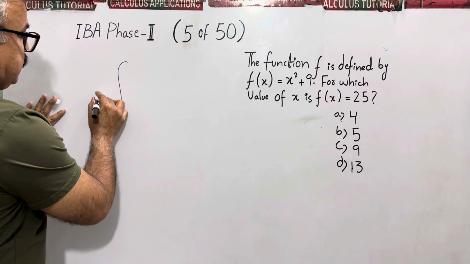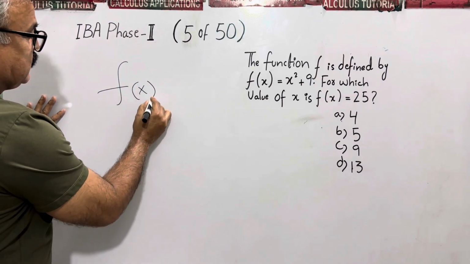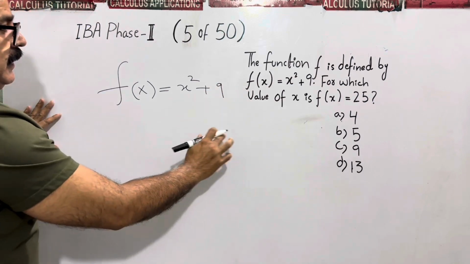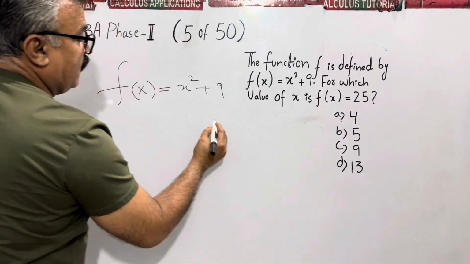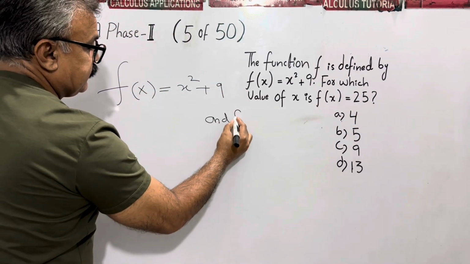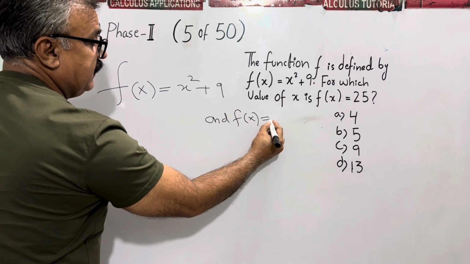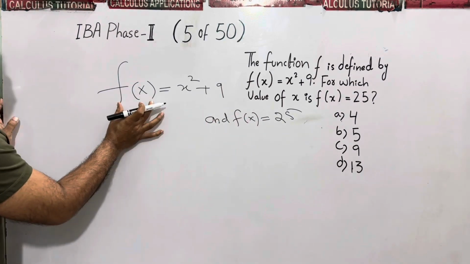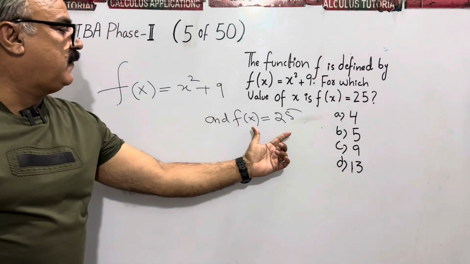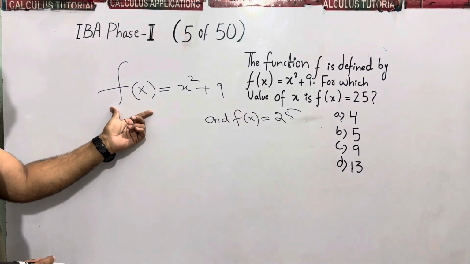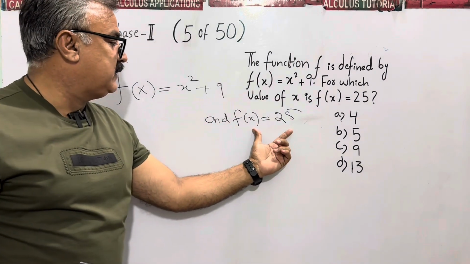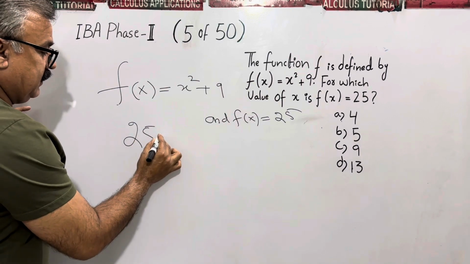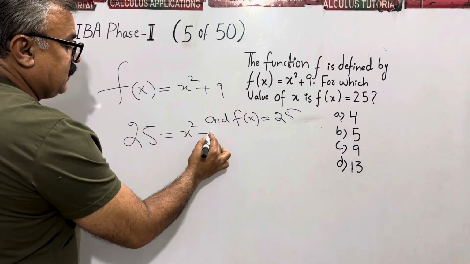Let me reproduce the question. f of x is x square plus 9. Here, f of x is equal to 25. Instead of f of x, I can write 25 and solve for x. 25 is equal to x square plus 9.